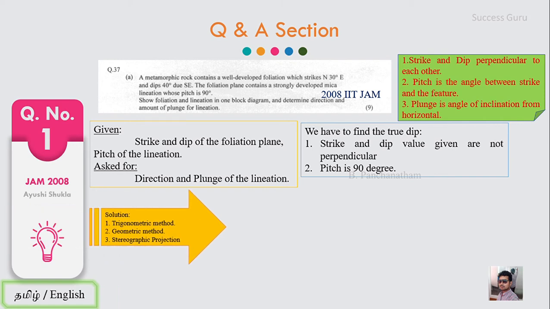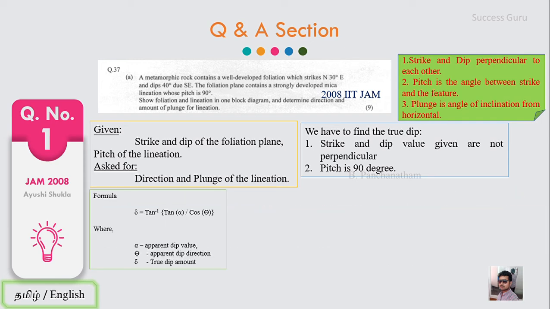To solve this, we have three methods: the trigonometric method, the geometric method, and the stereographic projection method. We have already done some practicals on this type of topic. I will share the link in the description, so you can go through that, right? In the trigonometric method, this is the simplest formula that we use: sigma is equal to tan inverse of tan alpha by cos theta, right? Here alpha is the apparent dip value, that is 40° as given, theta is the apparent dip direction, and sigma is the true dip amount. That is what we are interested in finding out.